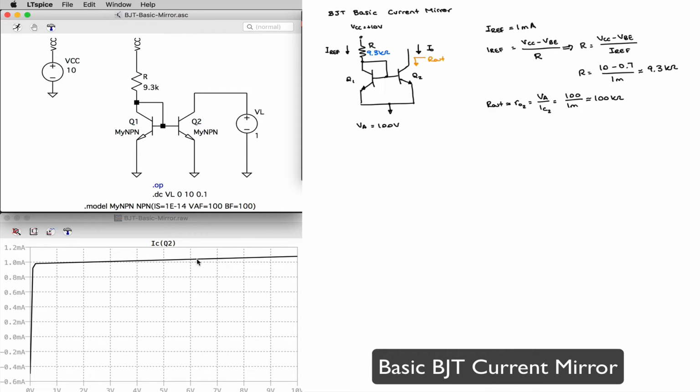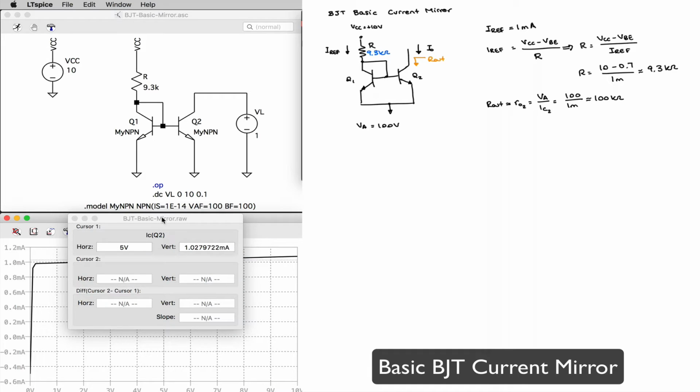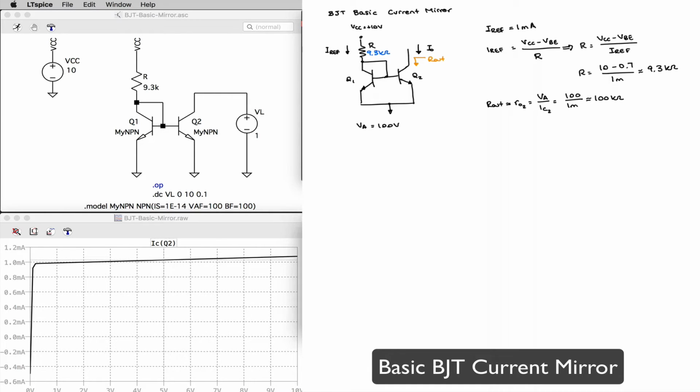The output resistance obviously comes in units of voltage over current, and this graph will have output current on the y-axis and output voltage on the x-axis. So the slope of this line will actually have units of current over voltage, so the output resistance will be the inverse of that slope. Let's go ahead and measure it. I can do that using my cursors. I can move this out of the way. Put my first horizontal cursor at around 5 volts.